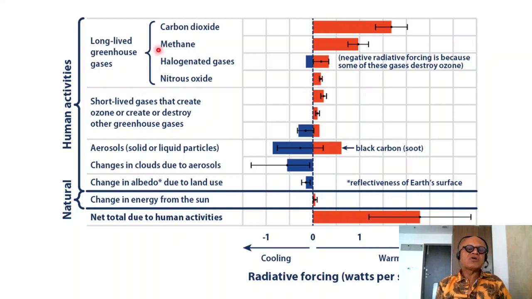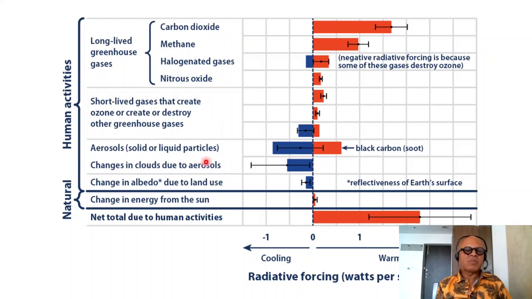So these are the long-lived greenhouse gases. In the US, they tend to say long-lived. In India, we say long-lived. So short-lived gases that create ozone or create or destroy other greenhouse gases are shown here, and they include sulfur dioxide, black carbon, and some other things that are included there.